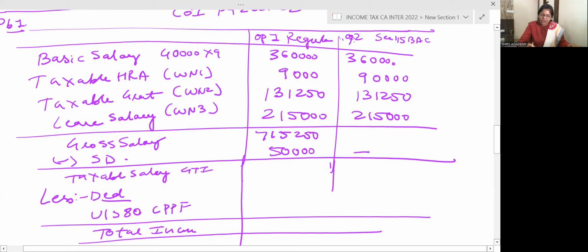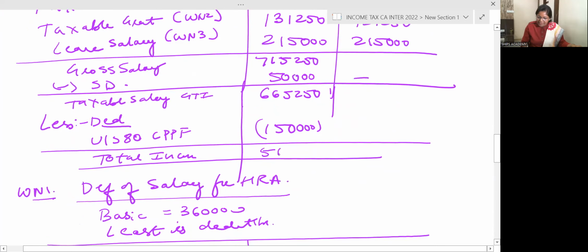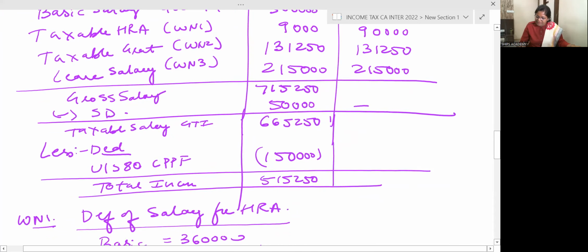Yes, sure. 50,000. Now I am doing it vertically. 665,250. Will we give the 80C deduction? 1,50,000 in PPF? Yes, sure. 515,250. Regular income. Is he a senior citizen? No, only 55 years. So let us first complete the total income here also.